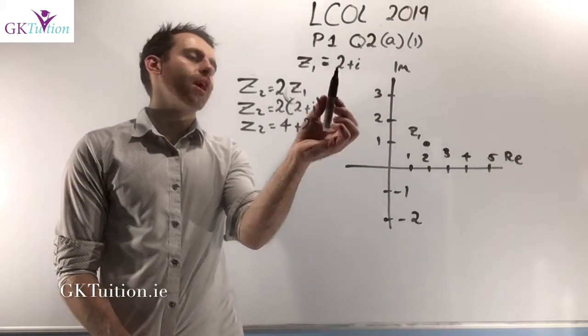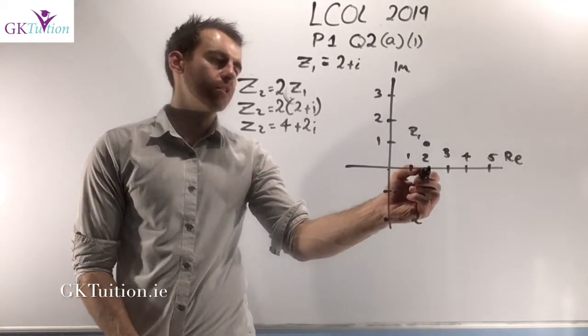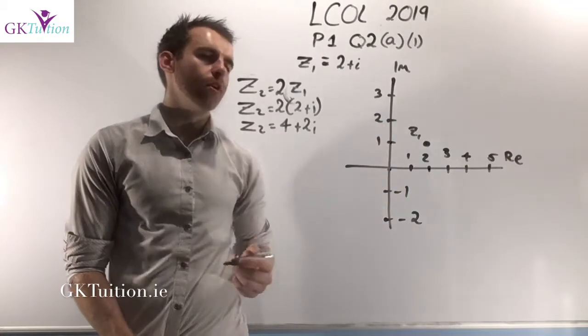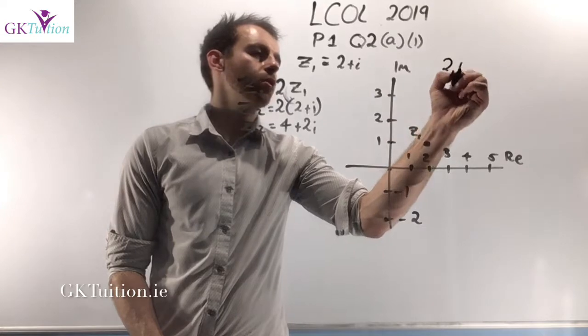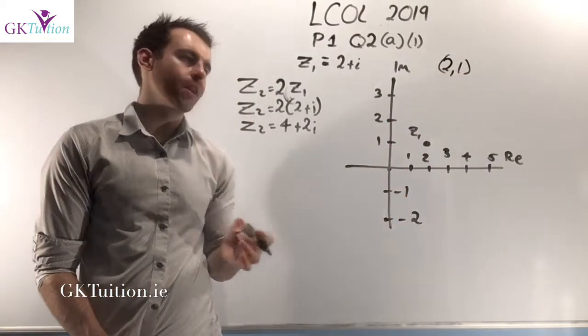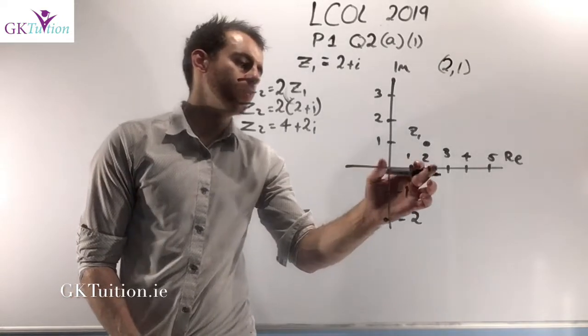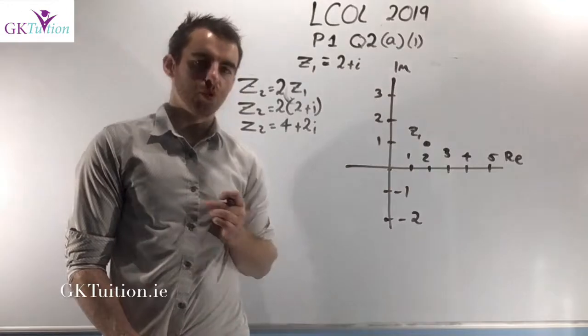So if you look at Z1, the real number is 2, so that means we go over to 2, and the imaginary number is 1i, so we go up to 1. It's the exact same as if you were plotting the point 2, 1 on a normal coordinate plane. If the x is 2 and the y is 1, it's the same principle. In this case, the real is 2, the imaginary is 1.